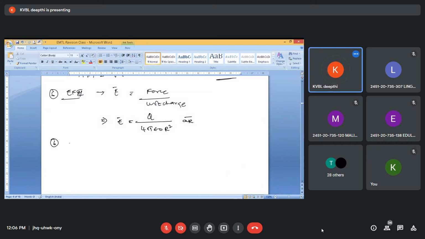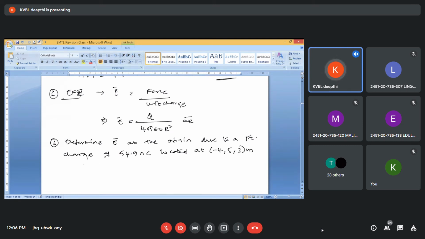Okay, sixth one. Determine the electric field intensity at the origin due to a point charge of 54.9 nanocoulombs located at minus 4 comma 5 comma 3 meters in Cartesian coordinate system. So how do we solve?